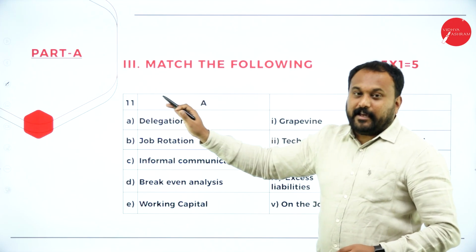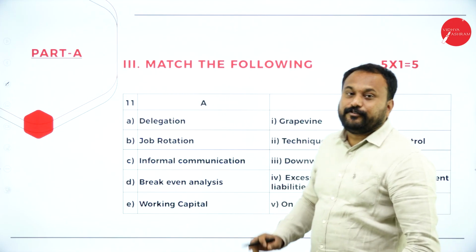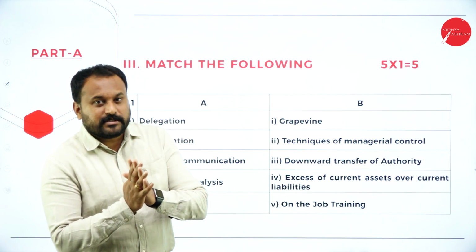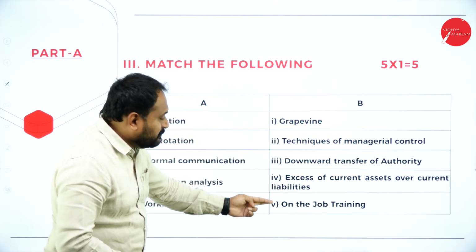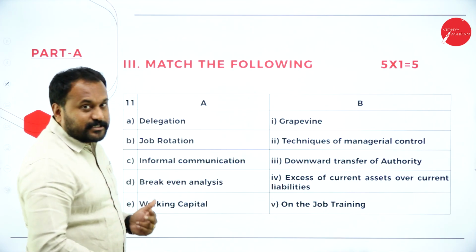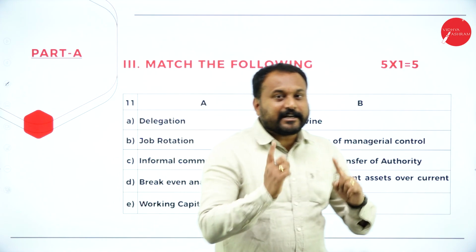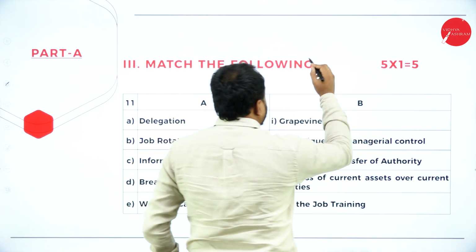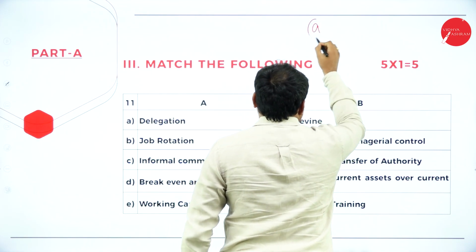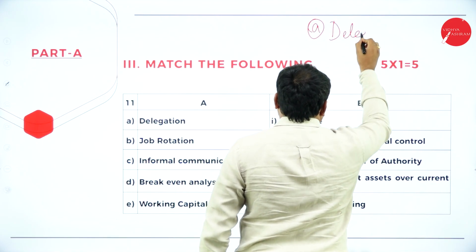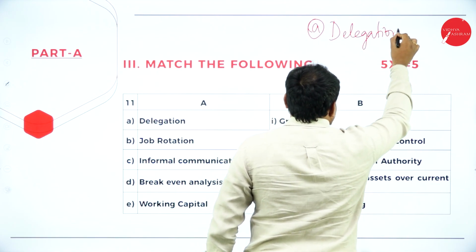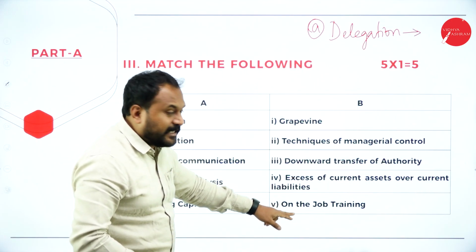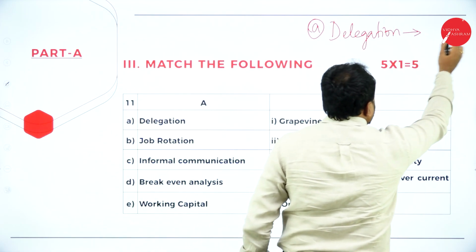Again, Part A, the third section is match the following. Whenever we write match the following, usually what students do is they write these numbers or these alphabets. The problem with the students is they get confused. So I'll tell you how to write the answers here. Suppose I've written A. Now A is delegation. I'll write delegation here itself, for match the following. Whichever is correct, I'll write here delegation and its meaning.